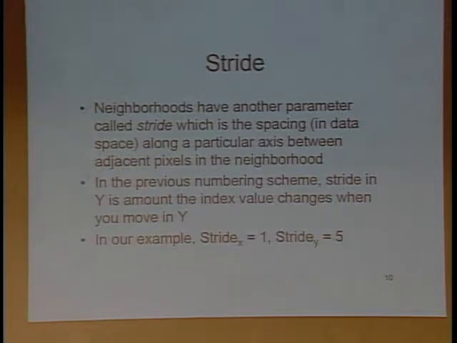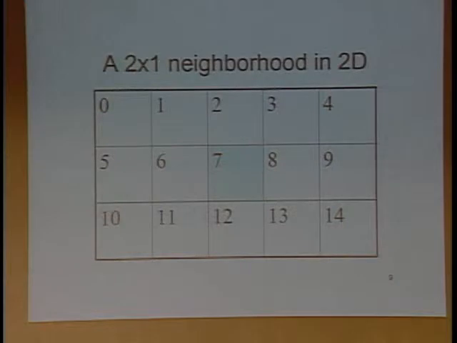And the other important parameter about neighborhood is stride, which is the difference of the neighborhood positions along a particular dimension. For example, in this case, the stride in x direction is 1, because the difference between the position of these 2 adjacent pixels is 1, and the stride in y direction is 5.